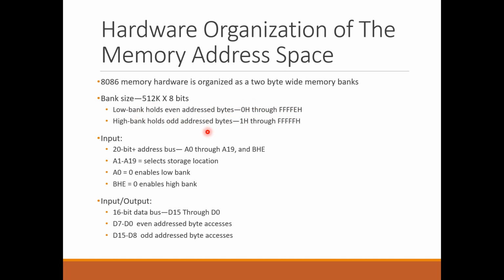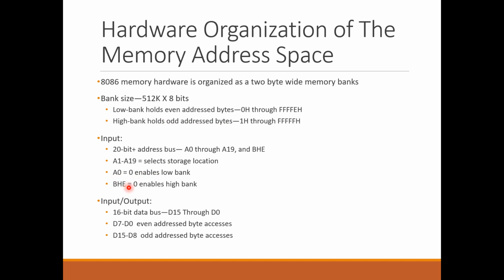So for the microprocessor to access any memory location, it must have those inputs, which are the 20-bit address bus, address lines A0 up to A19, and bus high enable. Through those 20 pins we can access any memory location, but these pins are used to access the memory location, while this one specifies whether the location is in the low bank or in the high bank. When A0 is 0, it is accessing the even addresses. For example, if the least significant bit of any number is 0, that number is even. But whenever this pin is 1, it is accessing the odd address locations.